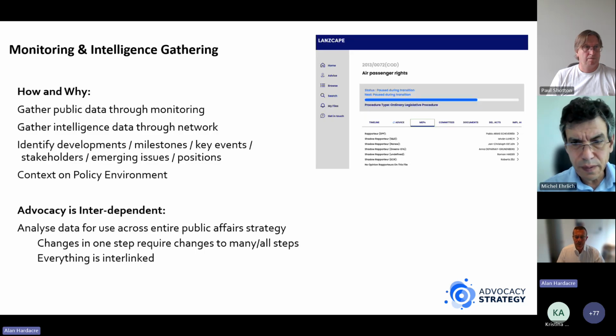Now, a second main task, and it's linked to the prioritization, it's about your monitoring and intelligence gathering. That's particularly important right now because of all of the things that Paul talked about in the nature of change. There's a lot of pending files coming up. Which ones are going to go forward? Which ones aren't? Implementing and delegated acts are kicking off. There's lots of new stakeholders around. We don't really know them. We don't know what they want.